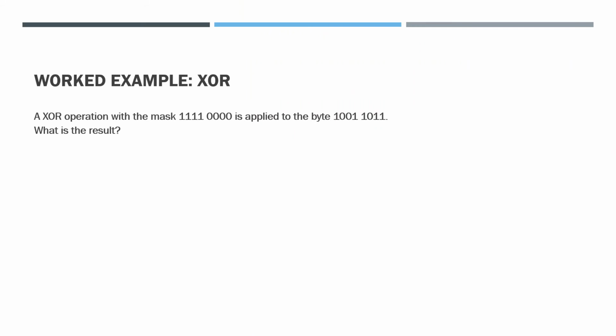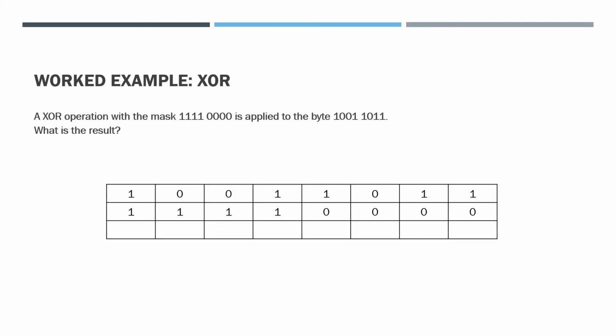So now let's look at our final worked example using the XOR operator. So there's a question, very typical of a question you might see in the exam. You already know how to tackle this question. You write the byte and the mask above each other, making sure that the bits line up. And we're using a XOR operator now. So if the bits are different, we write a 1, and if they're the same, we write a 0.